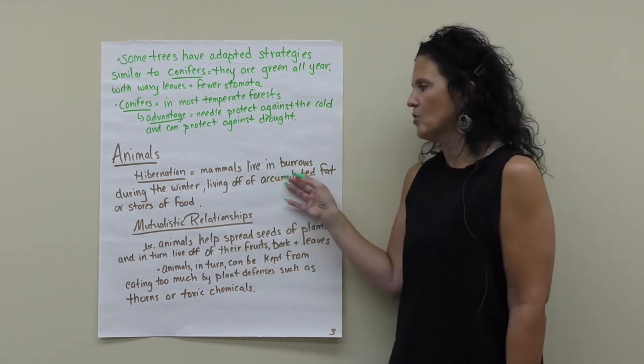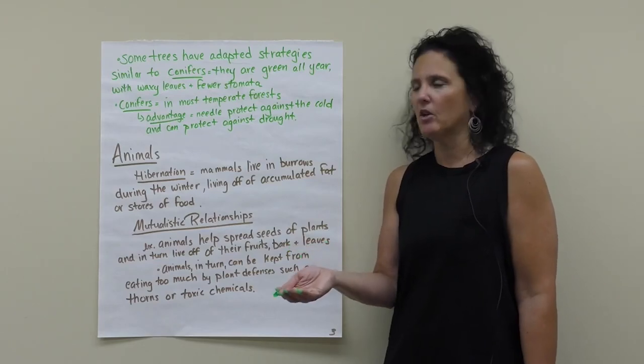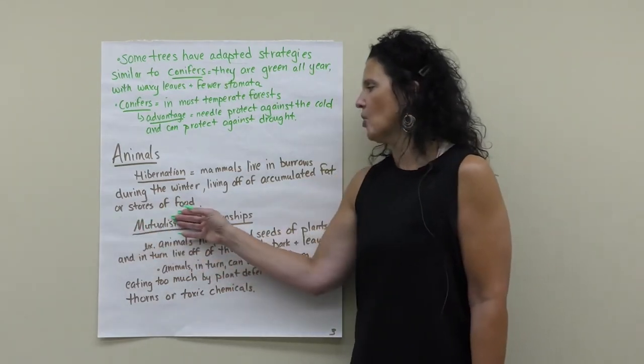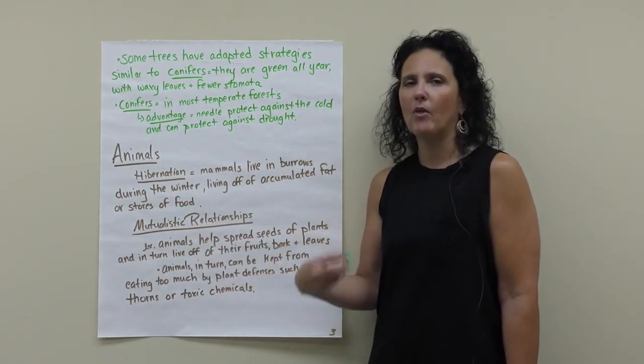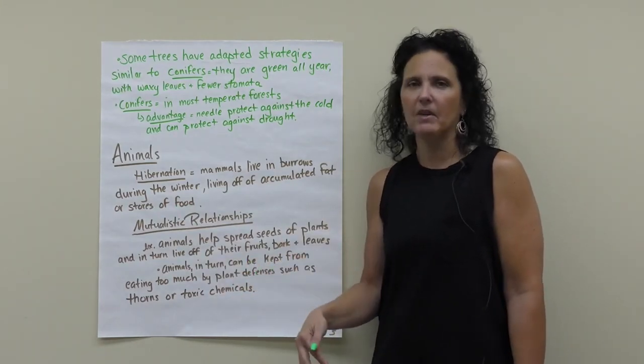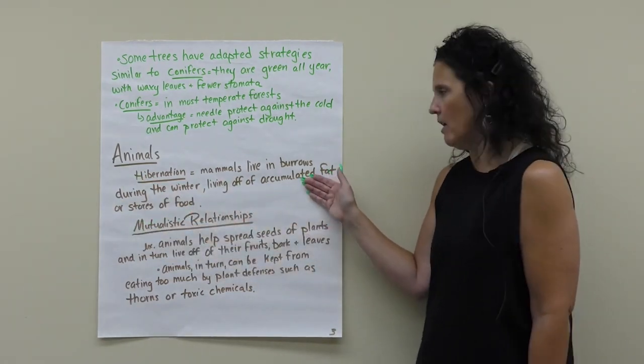So when they go into that dormant state, then they can live off of that body fat, the accumulation of body fat. Or some animals also will start storing food in the summertime and hide it away in their burrows. So when they're in there during the winter time, they have something to eat. That's an adaptation, right? Because they would die if they couldn't do that.